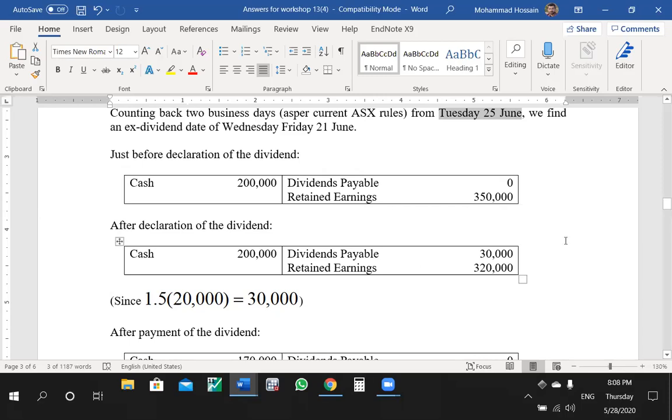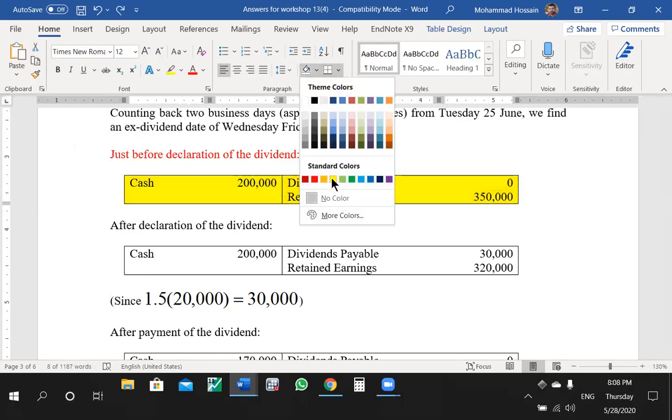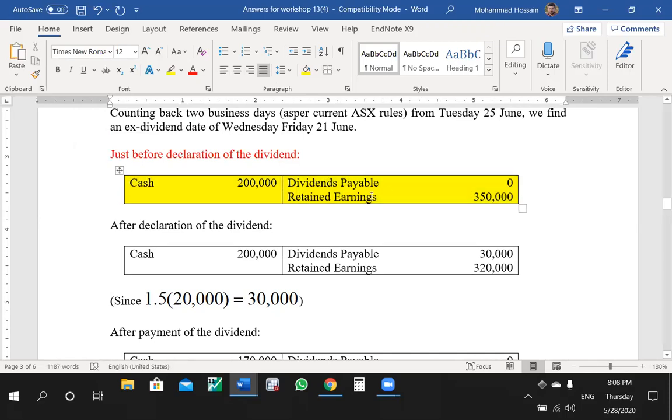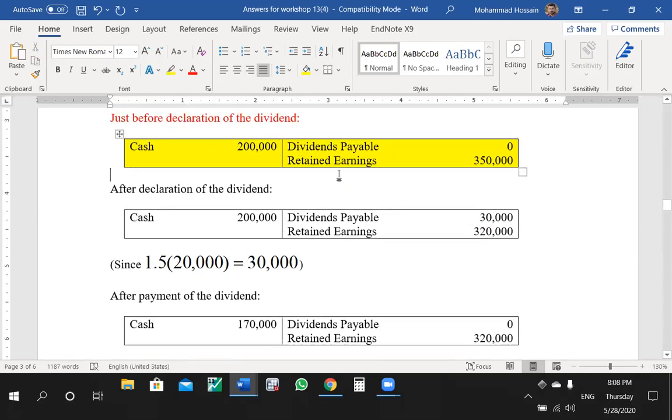Okay, this says here, just before the declaration of the dividend, this was the situation of the business. Then what do they do after this? They declared. As soon as they declare, it becomes payable. Dividend payable is 30,000 now. Look, they have a cash of $200,000. They have retained earnings of $350,000. They do not have any dividend payable. It means that they have no liability of that. So 30,000 is their debts.